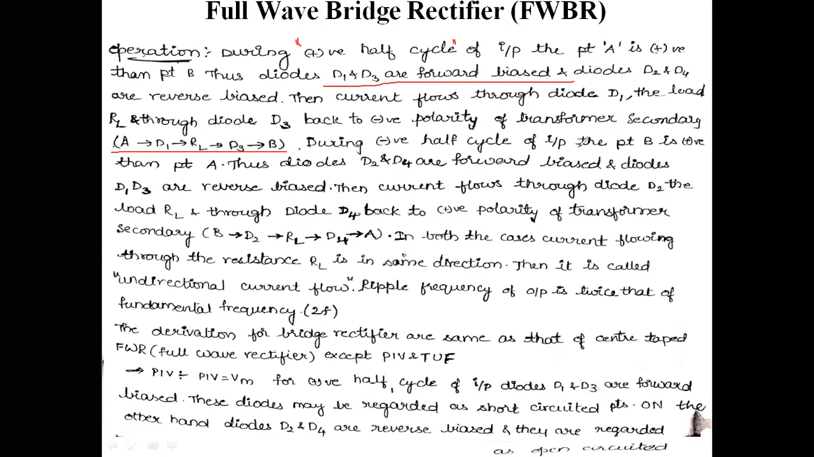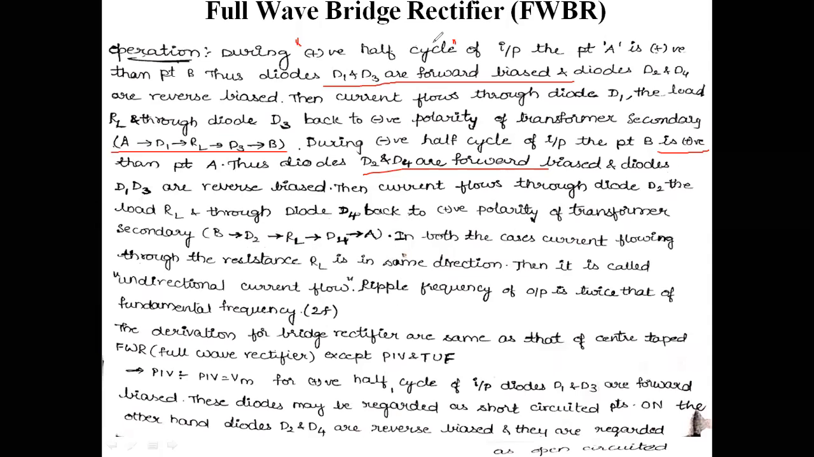During the negative half cycle of input, the point B is more positive than point A. Thus diodes D2 and D4 are in forward bias condition, and diodes D1 and D3 are in reverse bias condition. Then current flows through diode D2, the load resistance RL, and through diode D4 back to the positive polarity of transformer secondary. That is given by B to D2, RL, D4, A.